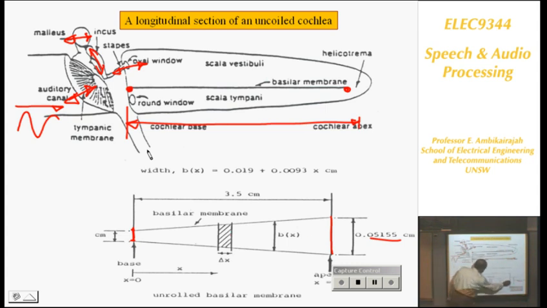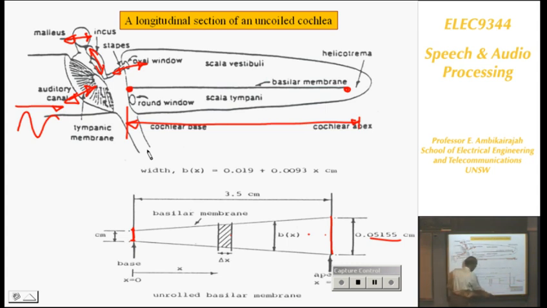So what we can say is that on top of the membrane, sitting there, are about 30,000 hair cells. They are picking up the membrane's displacement. Okay.